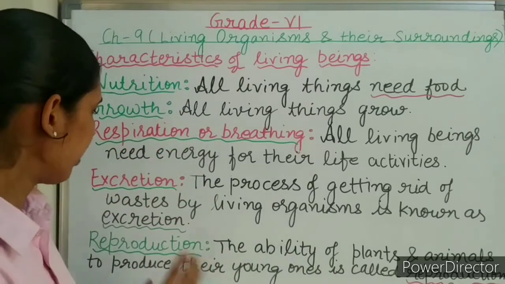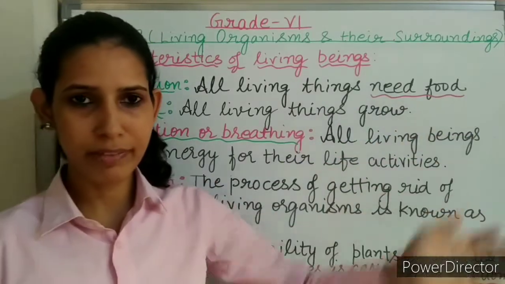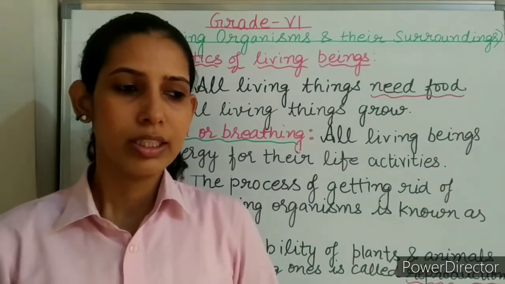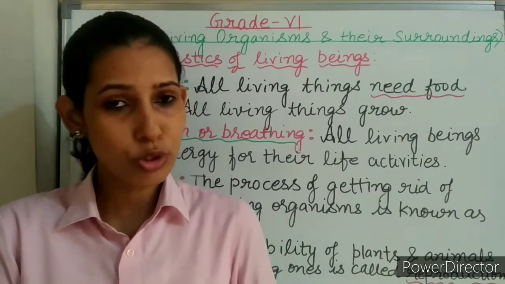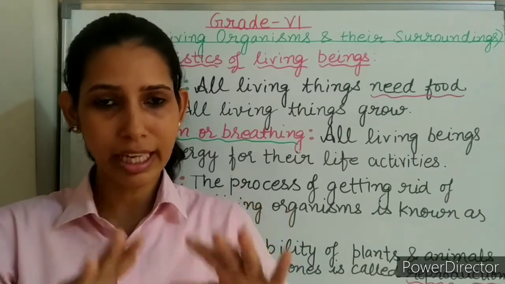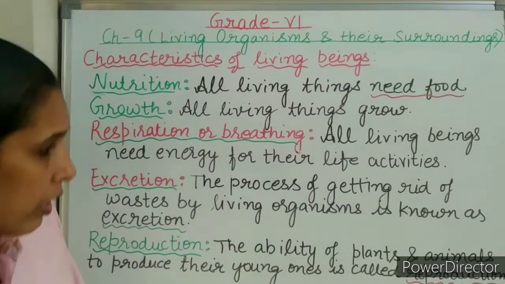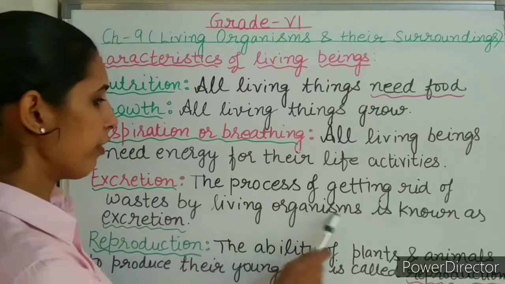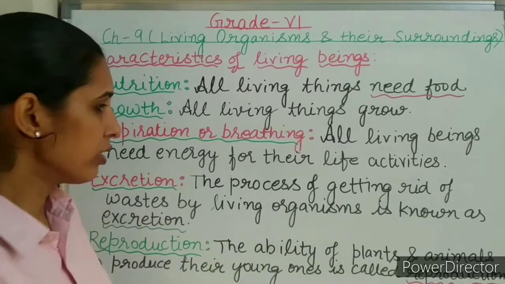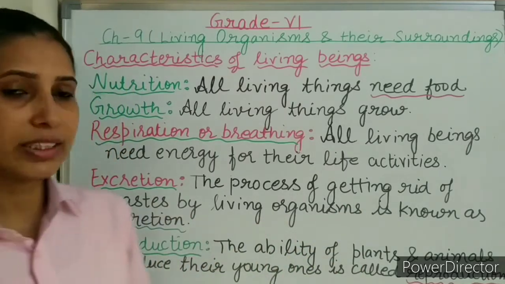Now, coming to the next, excretion. We know that all living things need food for survival. But all the food that we eat is not used up by the body. The unused components need to be released from the body. This process of getting rid of waste by living organisms is known as excretion. In simple words, the process of removal of waste from the body by living organisms is known as excretion.